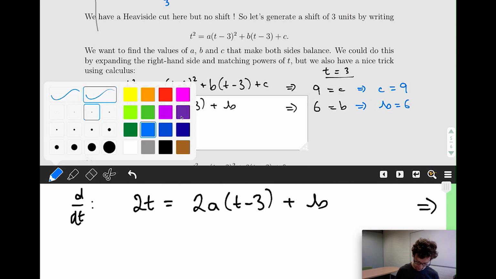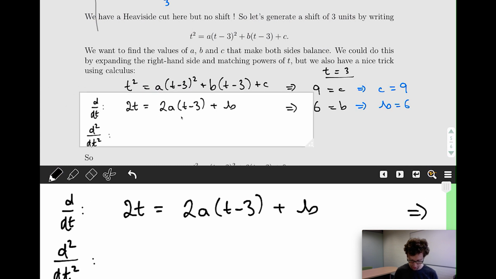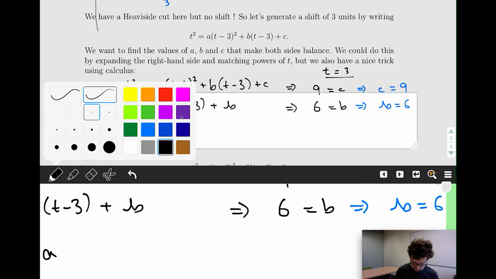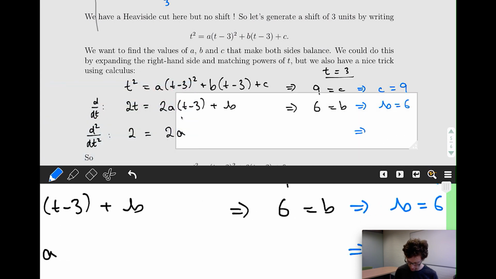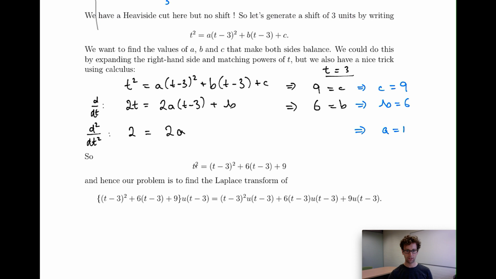Last step, let's take the second derivative of my function. So I'm taking another derivative. That's going to give me 2 on the left-hand side, and it's going to give me 2 times a on the right-hand side. So that immediately gives me that a is equal to 1. So that's going to give me now an expression for t squared that is in the form of t minus 3. So this, again, is exactly the same expression on both sides.